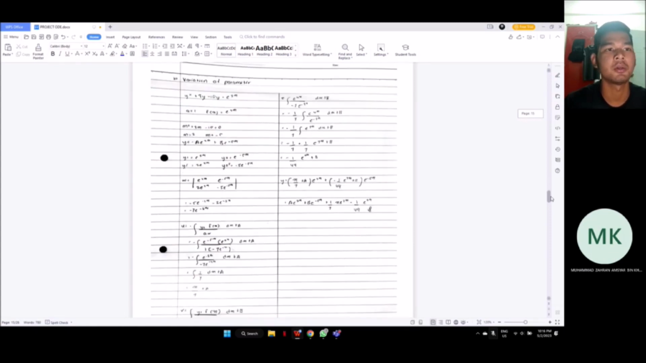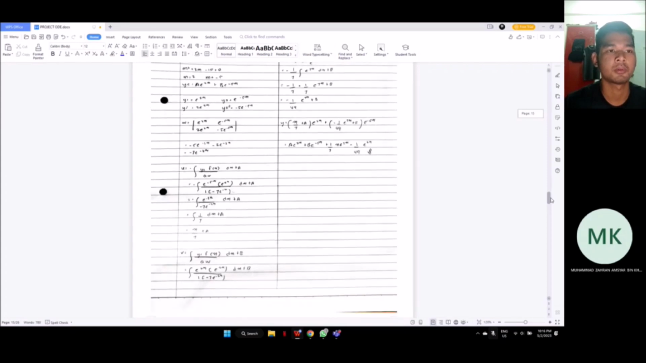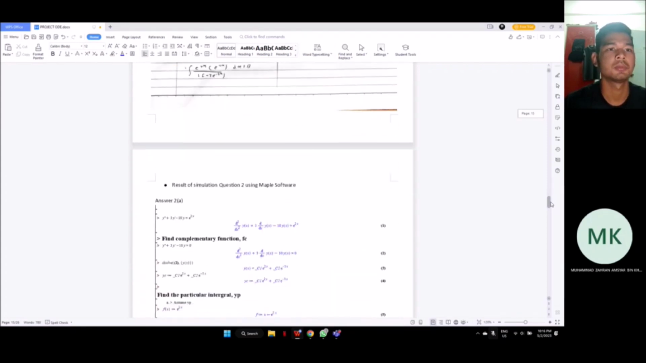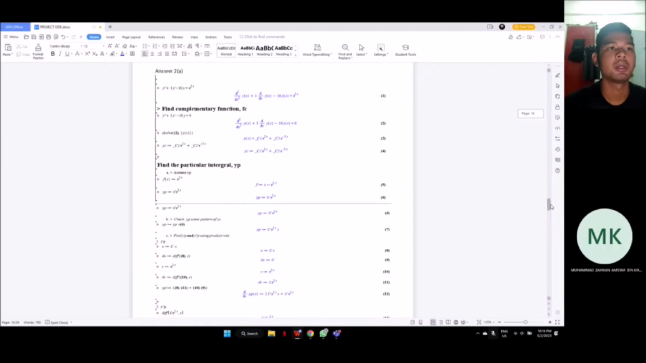So here is the result I got. Okay, so this is the answer for my question, for which I use Maple software, which is easier for me than other software. So for the question, the equation here is y double prime plus 3y prime minus 10y equal to e^t. So here is the result that I got.